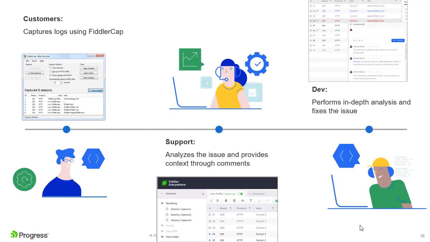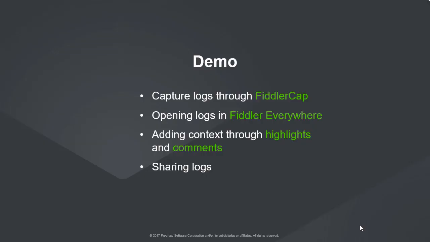So enough with the slides. Let's see a simple demo. In this demo, we'll be using FiddlerCap to capture traffic for a simple application. I'll be using a simple to-dos app, and then we'll see how we can open these captured logs inside Fiddler Everywhere. Then we'll show you how we can highlight requests and add comments. And finally, I will also demonstrate how you can share these logs with your team. So let's get started with the demo.